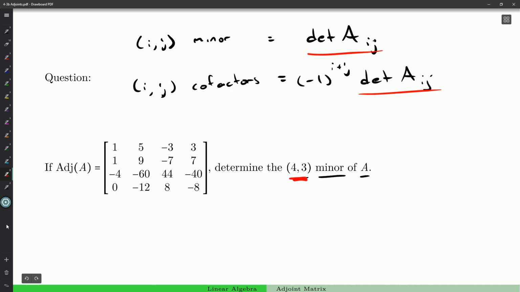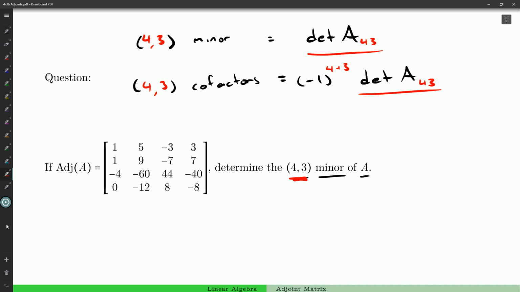Now we want the 4-3 minor. So if we want the 4-3 minor, we want the determinant of the 4-3 submatrix. And it's going to be similar to the 4-3 cofactor, which will be -1 to the 4 plus 3 times the same determinant of the 4-3 submatrix.